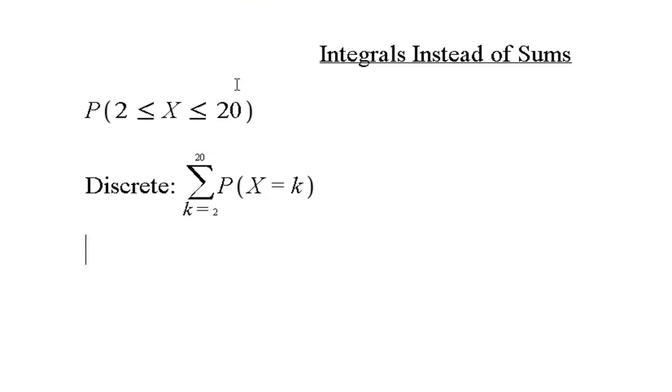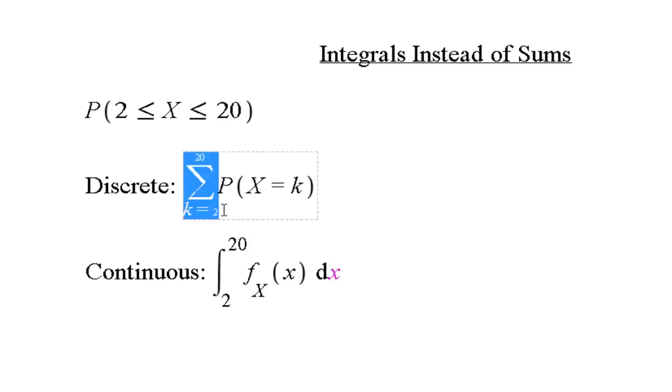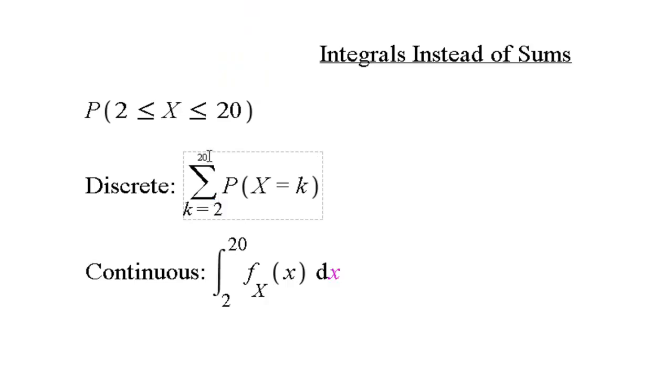Now, what would you do if the random variable was continuous? Well, it's very similar, but this time we're integrating an infinite number of infinitesimally small values. That's what it means to have a definite integral. So we have the integral from 2 to 20 of f sub X of x dx. I should put that dx there.